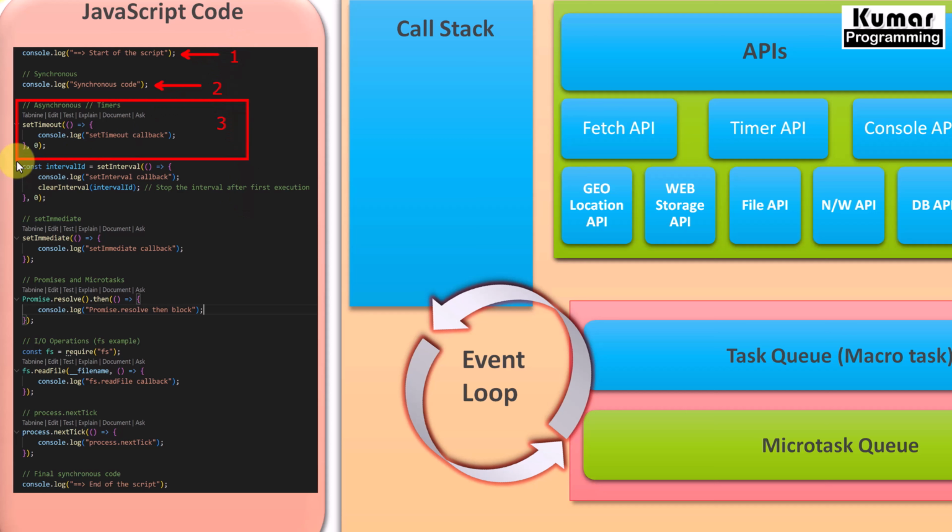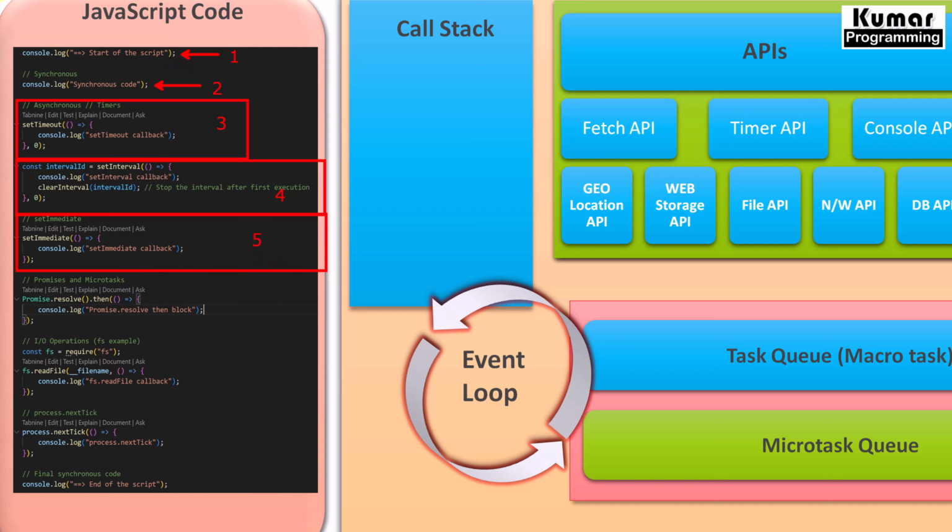And this is also our callback function. So it will go to the API and it will be executed. Here I'll mark it as block number 4. Again here setImmediate, this is again a callback function. It will go to the API. So here I'll mark it as block number 5. Okay. Now the promise will come, right? So a promise is also an asynchronous function.